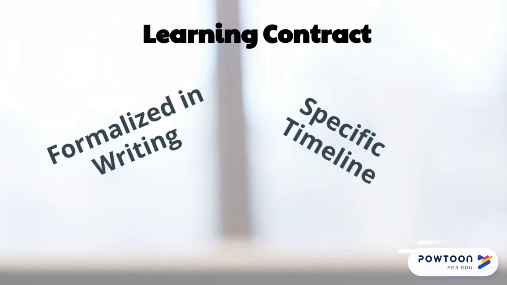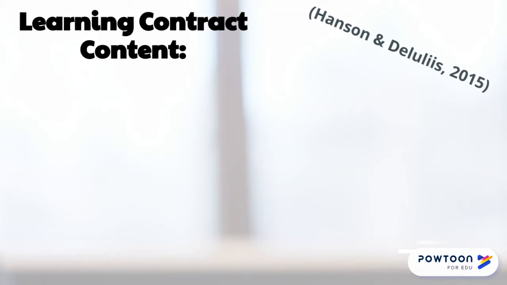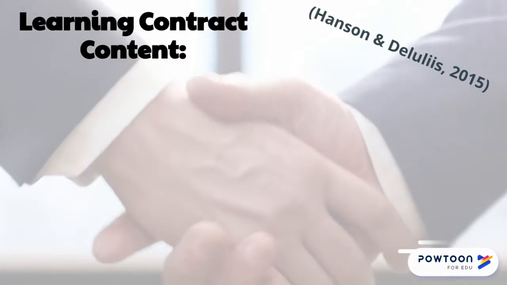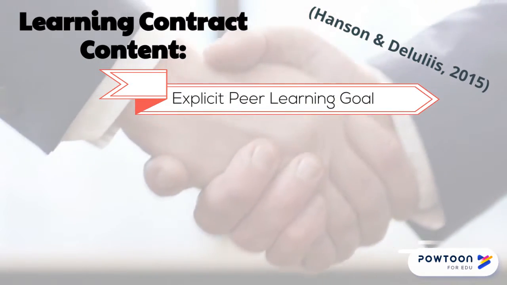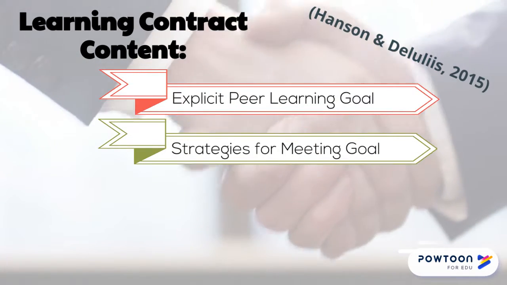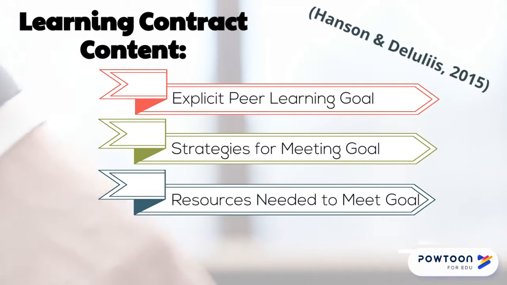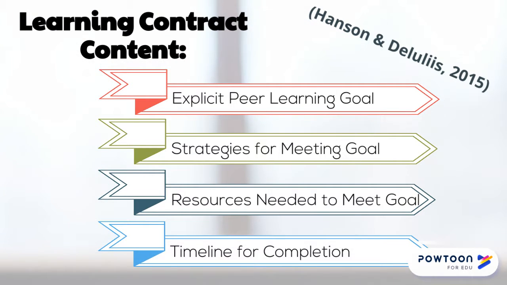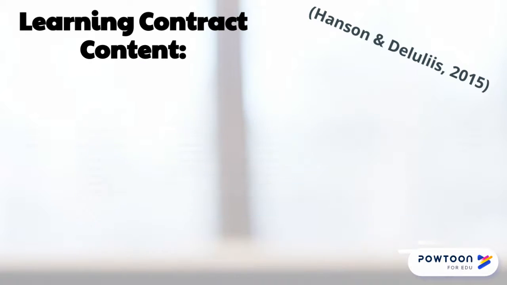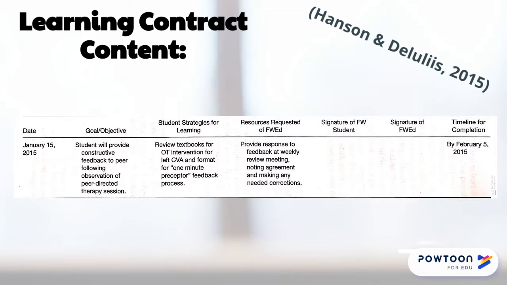Hansen and DeLulius suggest including the following in your team learning contract. A statement of the goal that explicitly relates to peer learning, strategies that will help with goal achievement, resources that may be required to accomplish the goal, and a specific timeline for completion. Here's how they suggested organizing this information.